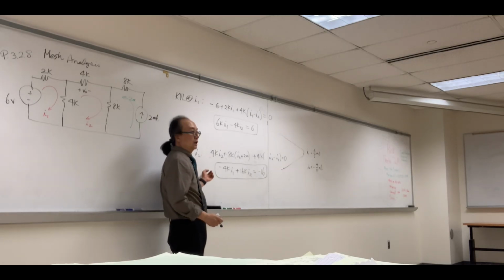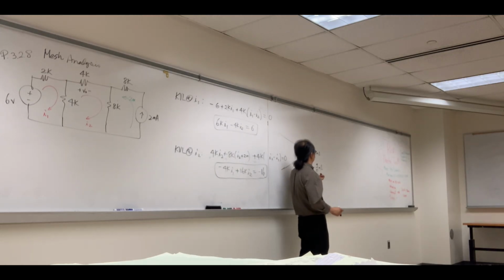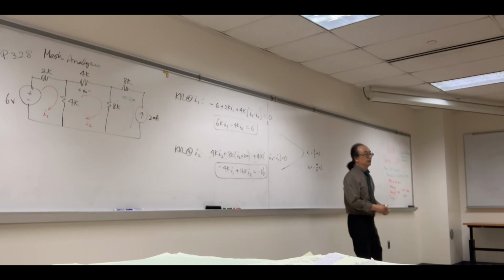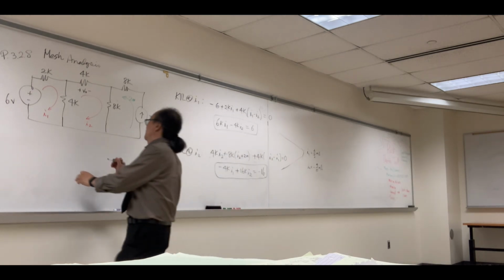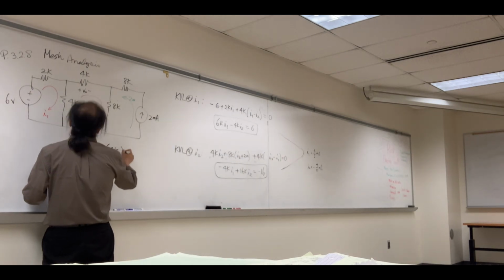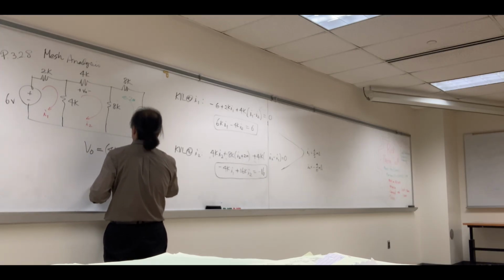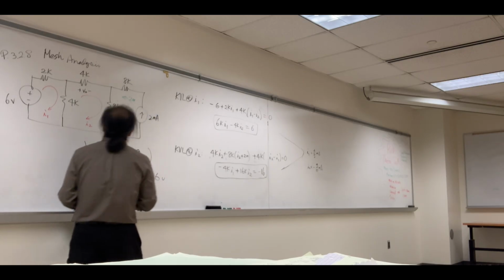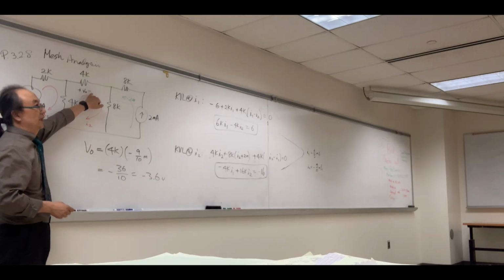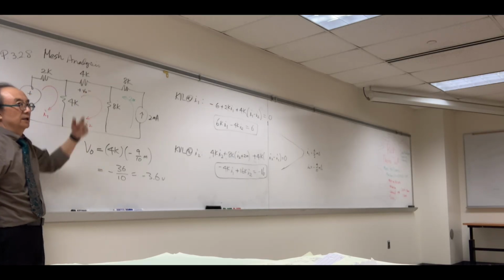Now you use your calculator. We have 2 equations and 2 unknowns. You plug in the coefficients, and you end up getting I sub 1 is 2 over 5 milli, I sub 2 is negative 9 over 10 milli. Now what is V naught? It equals 4K times I sub 2, negative 9 over 10 milli. So that is negative 3.6 volts. You are given positive and negative, but it's a negative 3.6, so its polarity is actually the opposite.